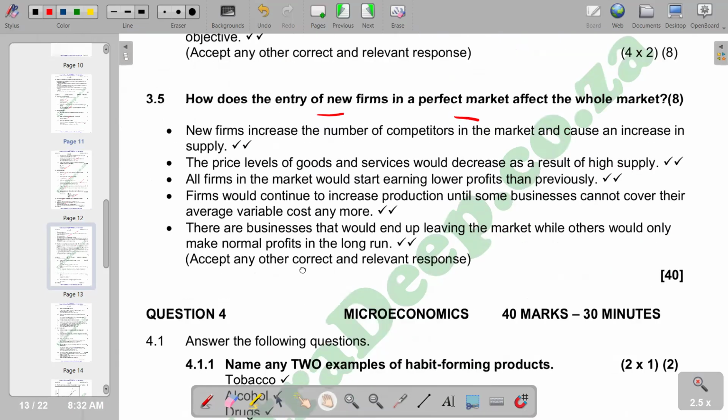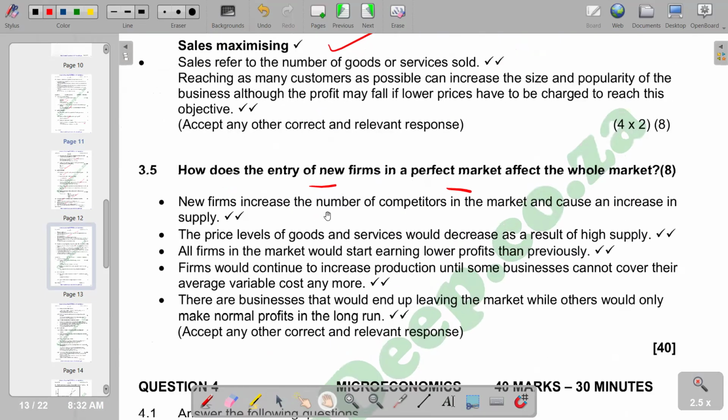So new firms increase the number of competitors in the market and cause an increase in supply, which is quite clear. And then the price levels of goods and services would decrease as a result of high supply. All firms in the market would start earning lower profits than previously, which is also correct. Firms would continue to increase production until some businesses cannot cover their average variable costs anymore. So these are some of the points that we can include there. So this is enough on our question 3. So we try to move on to the next question that we have.